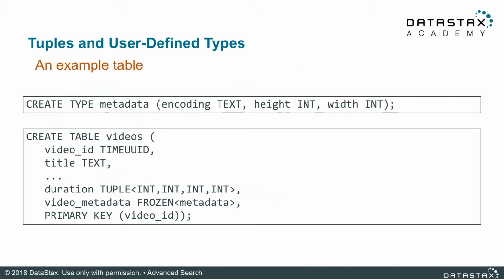Here's an example user-defined type and table, which we'll be using to demonstrate how to define the table in the search schema and to execute searches with. The user-defined type is called metadata and includes 3 fields. There is also a tuple column in the table definition called duration and contains 4 fields.